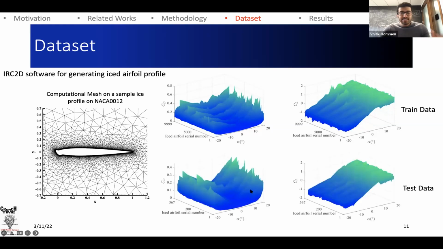For test, they considered 367 different airfoil profiles, again, which is just NACA 0012, but with unseen icing profiles. So the overall profiles will be different. Again, they compute the CD and CL. So this represents the test data set.